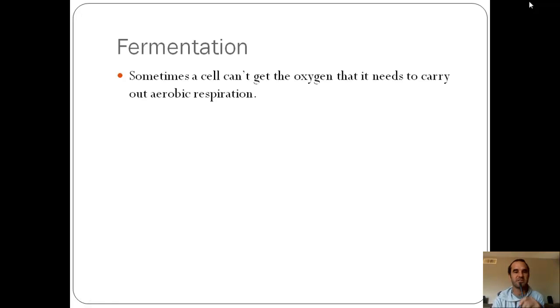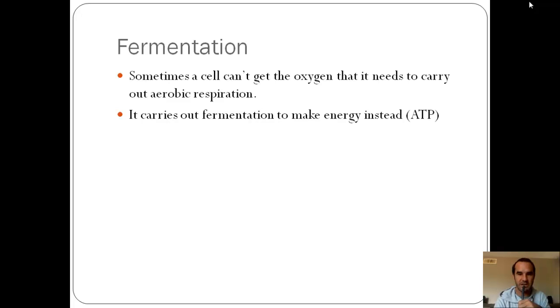So in organisms and in humans, if your cell can't get oxygen, it can't carry out aerobic respiration. It carries out fermentation instead to make ATP. It's less effective, and it doesn't make as much ATP. So the next thing we'll learn about is respiration, but right now we're going to focus on fermentation.